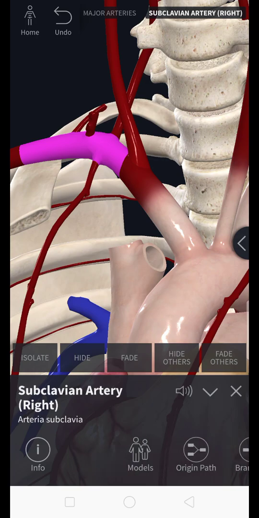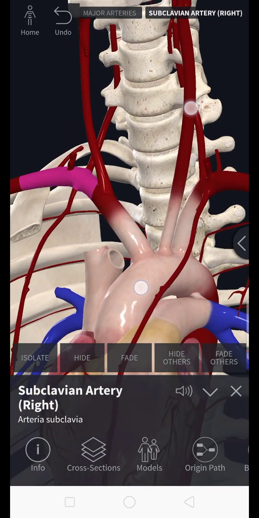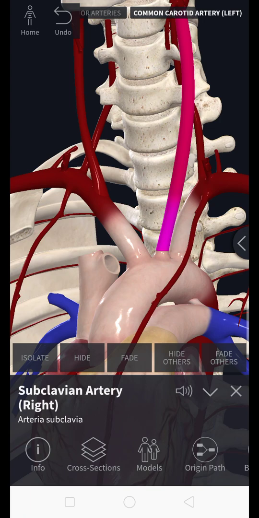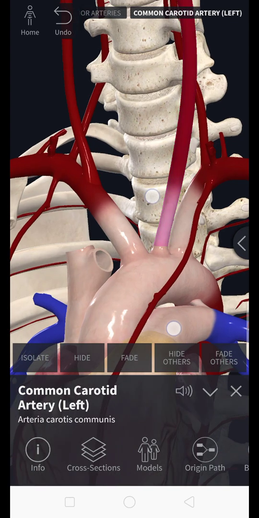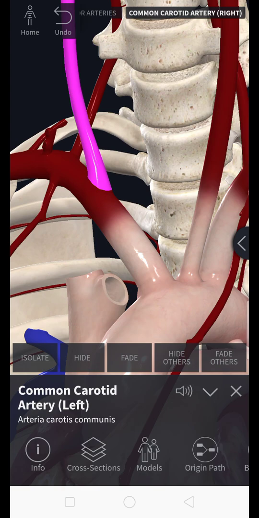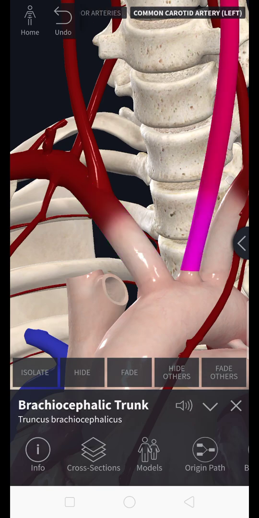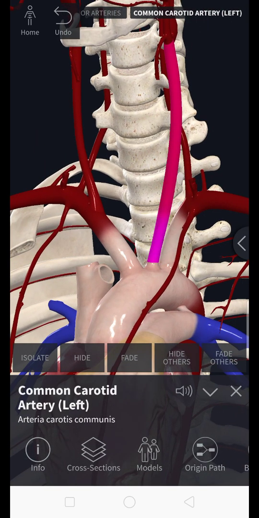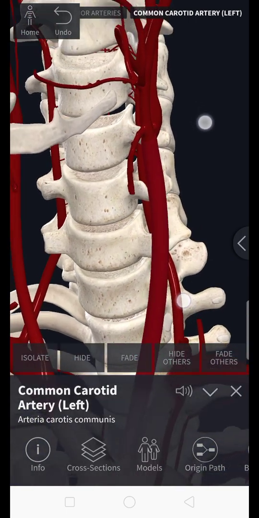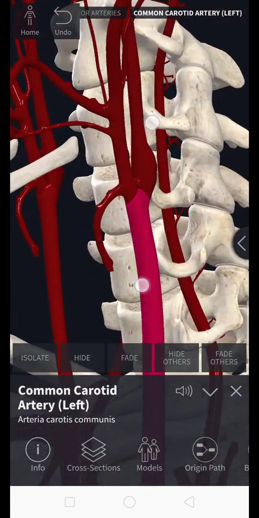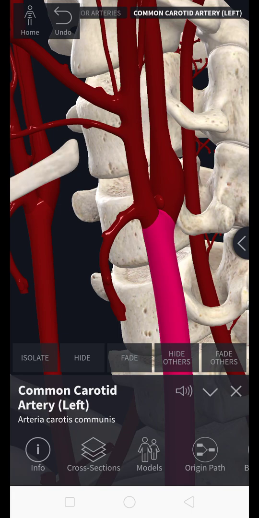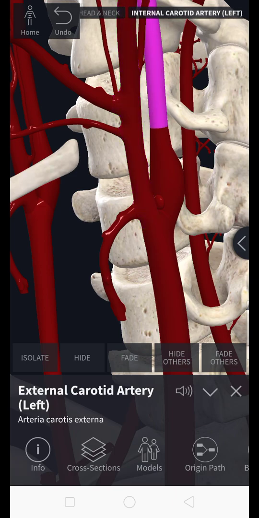Okay. Now we will discuss the common carotid artery. This is the common carotid artery of the left side. The common carotid artery arises from the arch of aorta in the case of the left, and in the case of the right it arises from the brachiocephalic trunk. Now we will see the branches and division of the common carotid artery. The common carotid artery divides into two arteries. Here, this is the external carotid artery and this is the internal carotid artery.